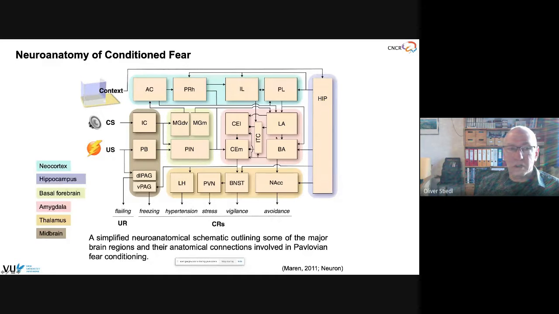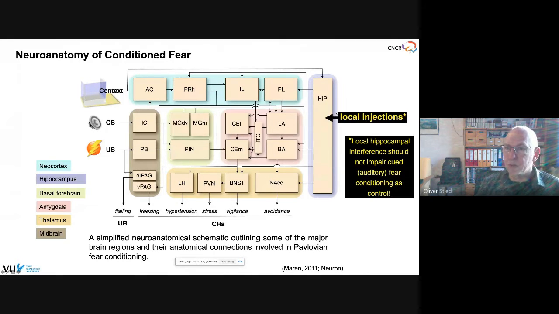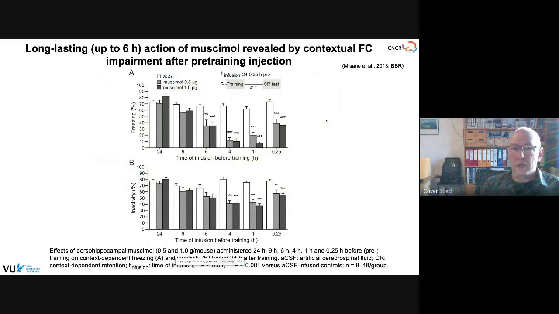And this loop, of course, for the tone and the shock are separated from the more contextual processing that involves the hippocampus. And therefore, if you use local interventions in the hippocampus, the benefit is that if you selectively interfere locally, you can use the other form of learning as a control, because this form of learning should have been acquired, whereas you may interfere, improve, or worsen, in general, the hippocampally formed contextual memory. And this is what I show you here.